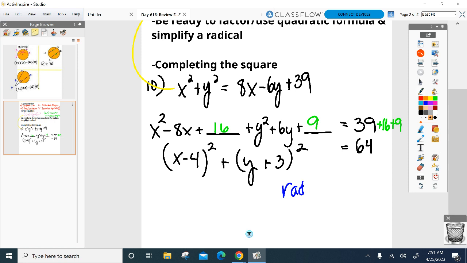The radius. If I have a 64 here, it's not 64. What do I have to do with the 64? Hey, remember, that is r squared, right? So what do I need to do to it? Square root it. So I have 8.